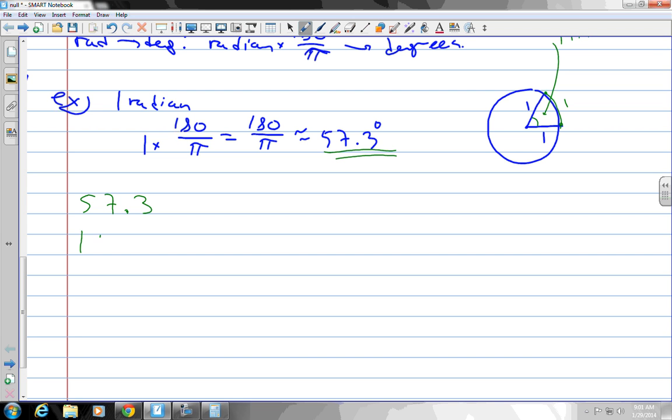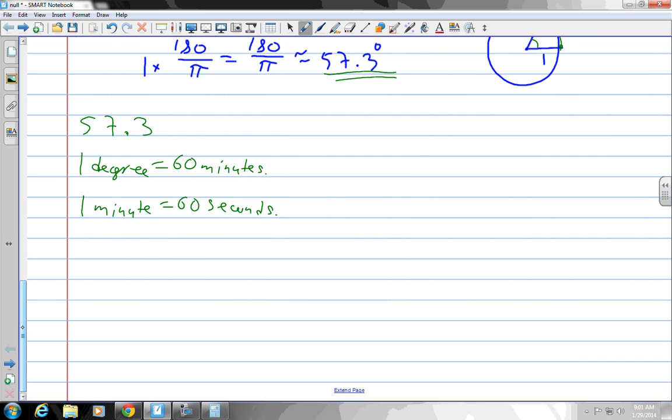So 1 degree has 60 minutes in it. And 1 minute has 60 seconds in it. So really, when I talk about 57.3 degrees, this is the same as 57 degrees and 20 minutes. And the way we represent minutes is 20 with a little prime like that. Seconds, you have double prime.